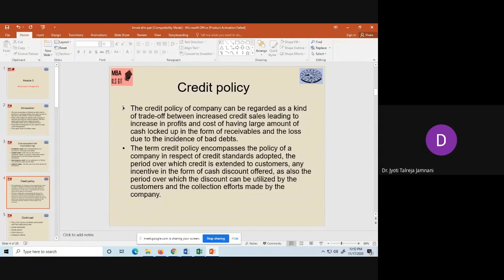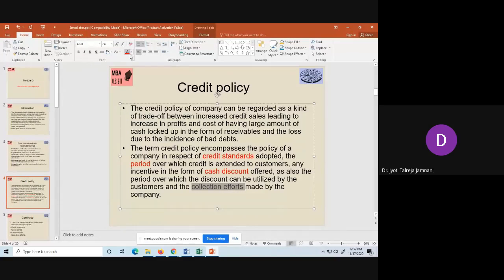The term credit policy encompasses the policy of a company in respect of credit standards adopted. So very first thing, and on which we will be doing sums today, is credit standard. So credit policy will help you to understand your credit standard. The next is the credit period. So the second type of sums that we will do in this chapter is on credit period. Then the third we will do is on the cash discount. And the fourth part of sums that we will do will be on the collection efforts.